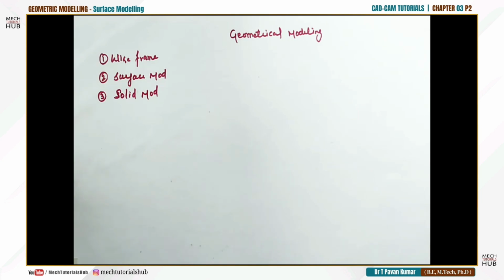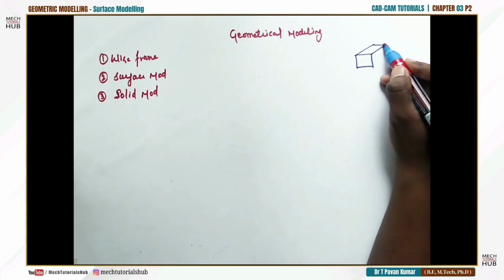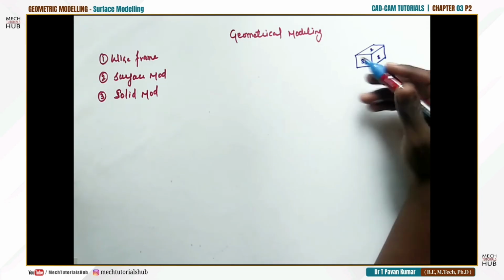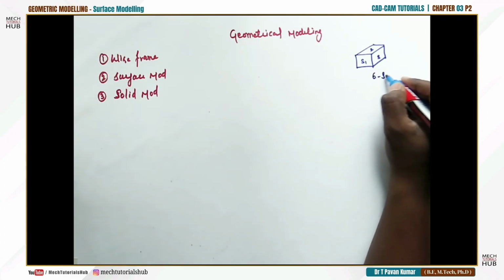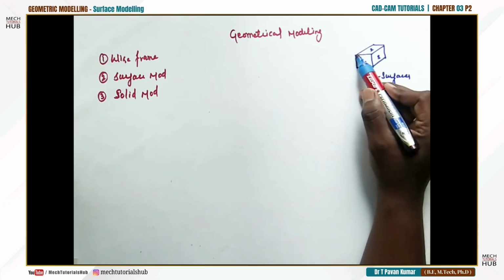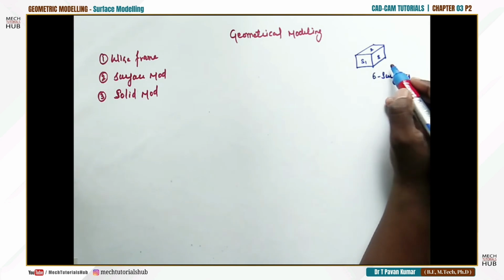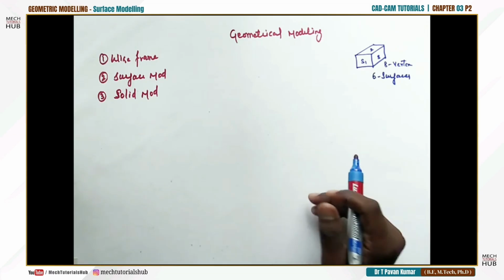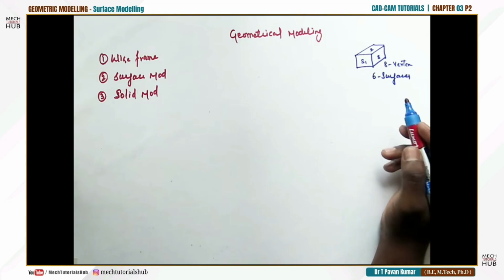In surface modeling there are many types. For example, if I consider a box, it can be developed using different surfaces, maybe S1, S2, S3, S4, S5, S6. So to develop a box, I need 6 surfaces. Whereas in the wireframe model, you have to consider V1, V2, V3, V4, V5, V6, V7, V8, so 8 vertices to develop a wireframe model. Here, 6 surfaces are required to develop a surface model.